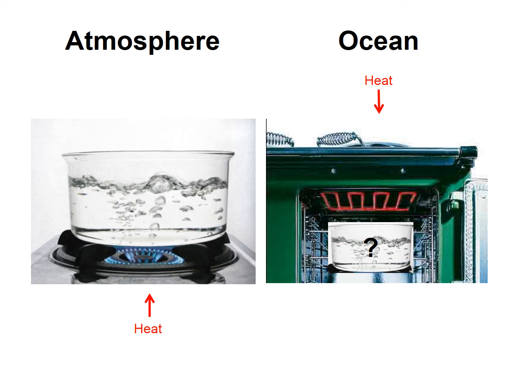Whereas the ocean is heated from above. So the atmosphere and the incoming solar radiation is heating the surface of the ocean. And that means that the top layer of the ocean is warmer than the bottom of the ocean, because that's where the heat's coming in. That means that the top is the low density bit, and the bottom is more dense, which means that it's very, very stable. So it doesn't circulate as vigorously as the atmosphere.